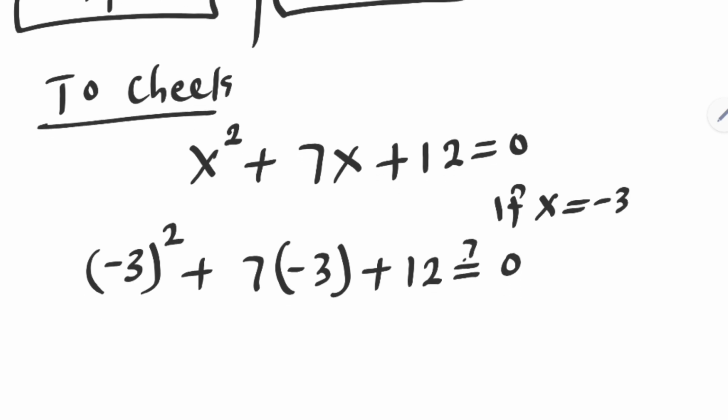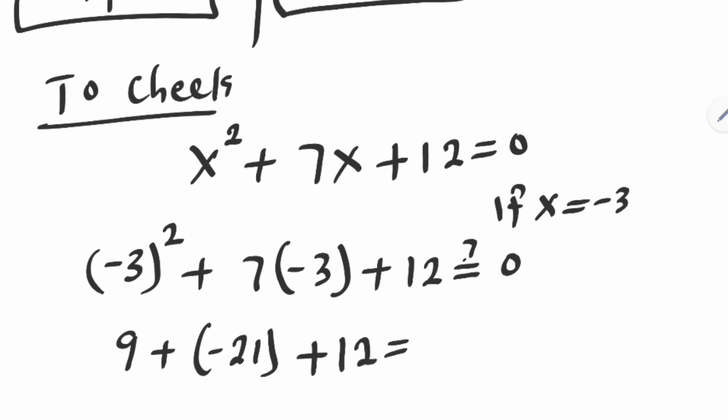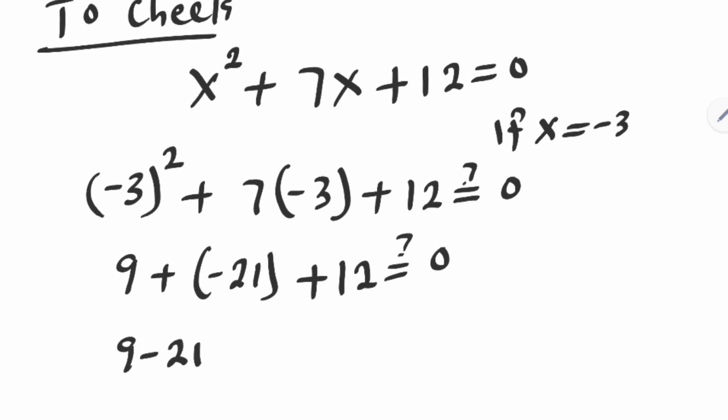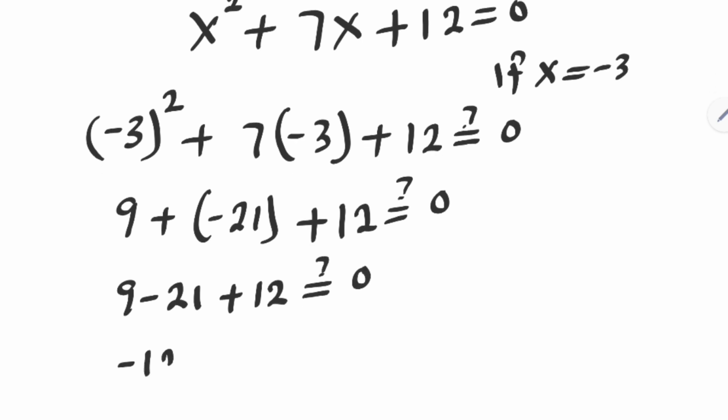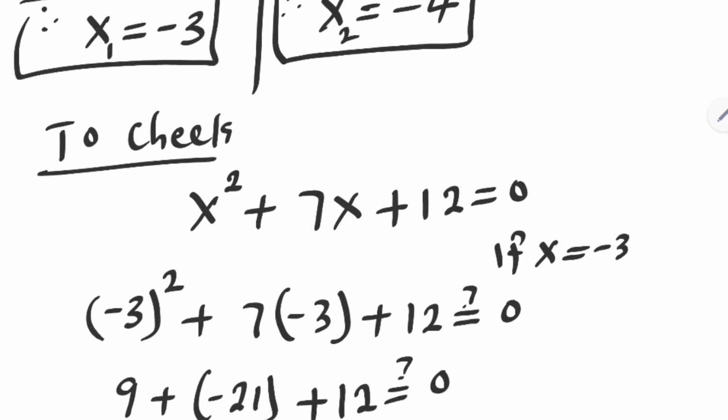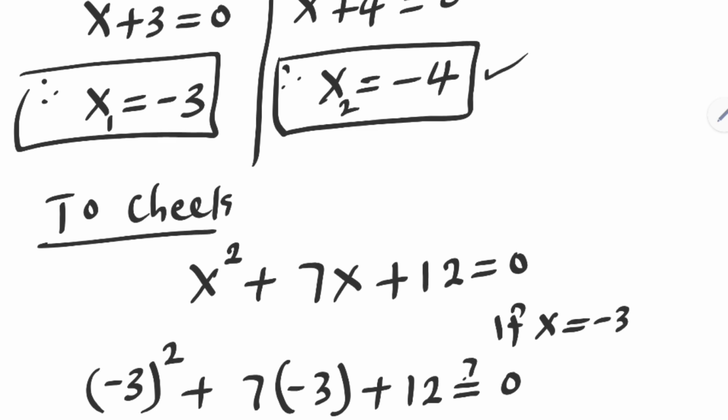Minus 3 squared, this is 9. Then plus 7 multiplied by minus 3, this is minus 21, plus 12 must be equal to 0. Here, this is 9 minus 21 plus 12 must be equal to 0. 9 minus 21 is minus 12, plus 12 must be equal to 0. Minus 12 plus 12 is 0, is equal to 0, which is true. You may also check if x is equal to minus 4.